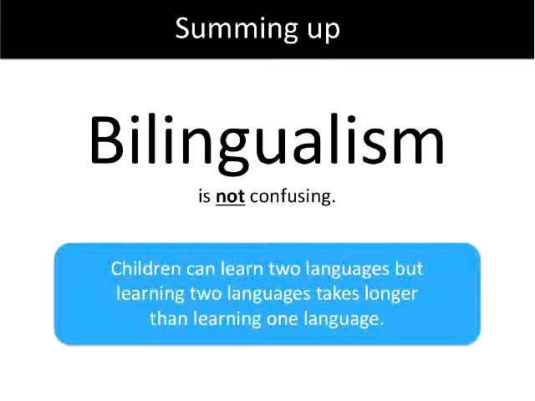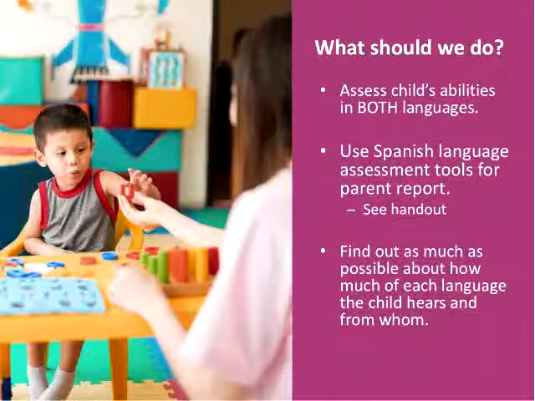So now I just want to sum up a little bit and say again, for the record, I don't think I could say it quite enough times, that bilingualism is not confusing. Children can learn 2 languages, but learning 2 languages does take a little bit longer than learning 1 language. So what should we do? We should assess a child's abilities in both of their languages.